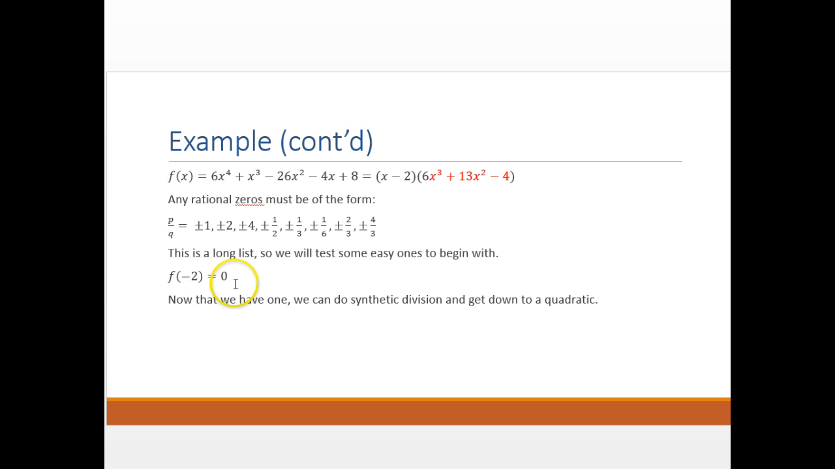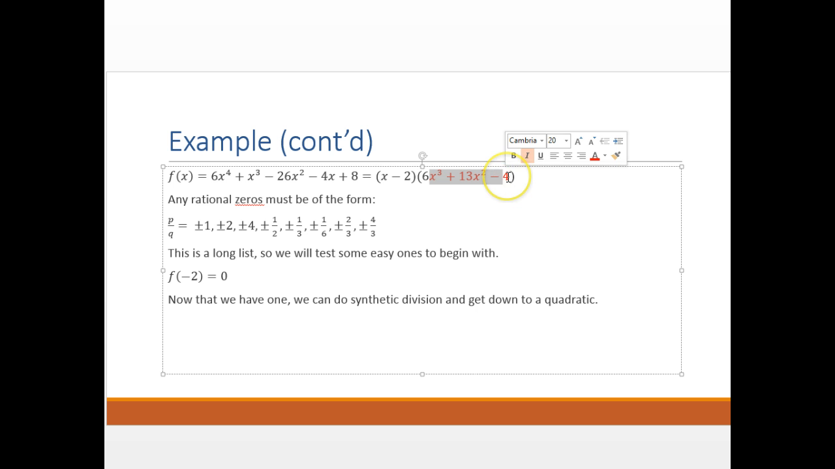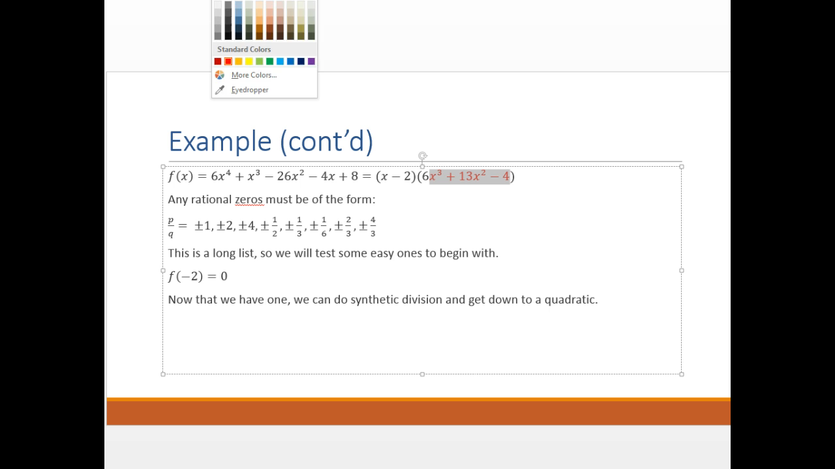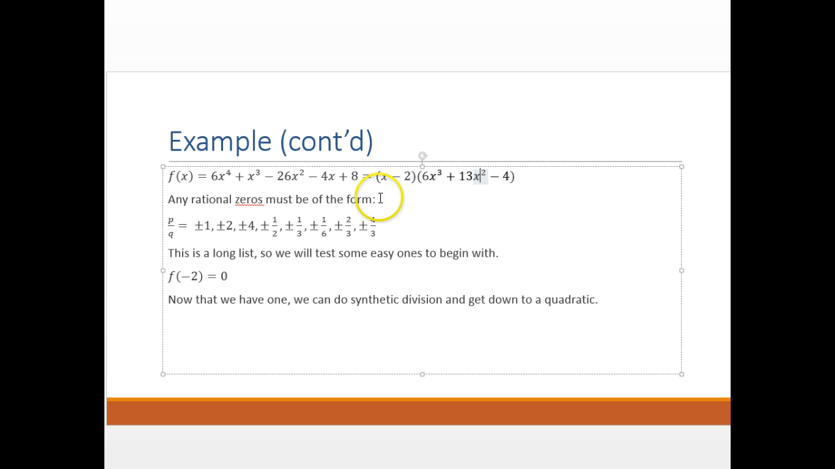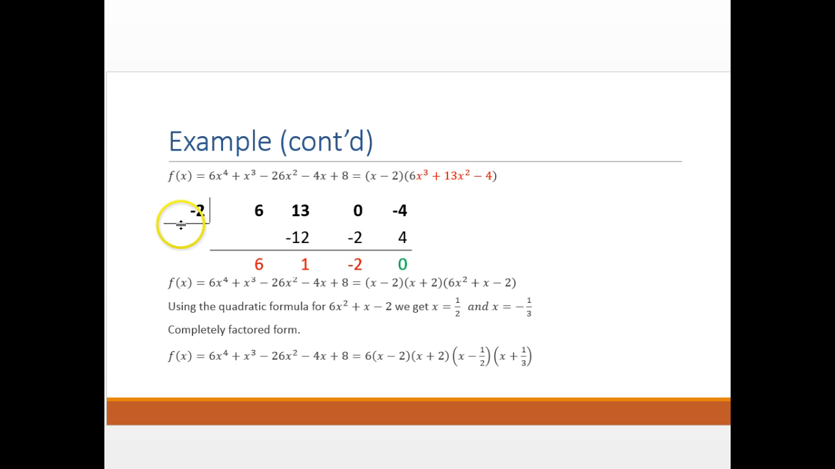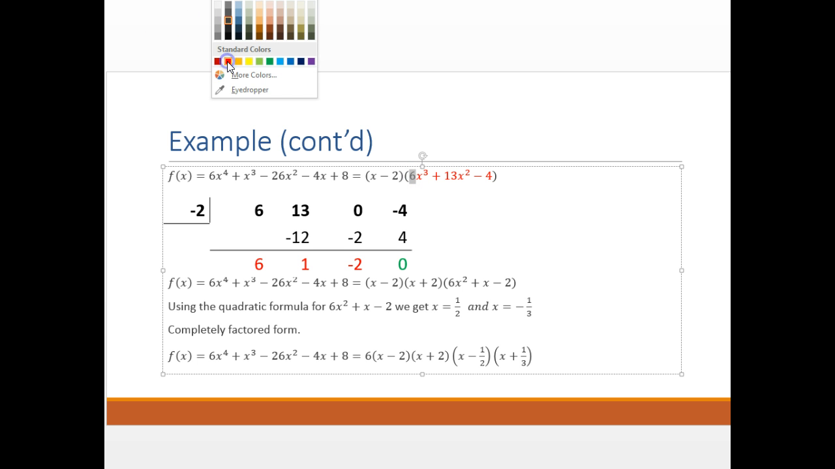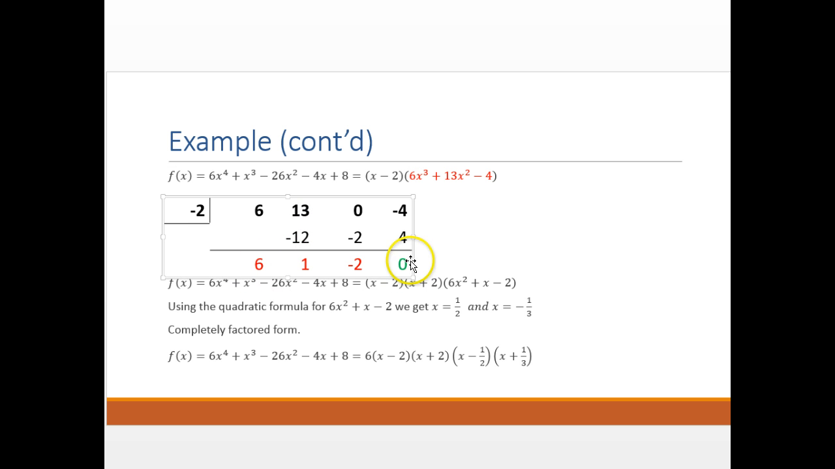When we come out with a negative 2, we actually find out that this does work. That negative 2 does make this function 0. And the interesting thing about when we want to plug in, we don't have to plug into this whole function. All we have to do is plug into this new factored part back here, because we know negative 2 will not make this piece here 0. So let's do synthetic division again. Negative 2 into this 6x cubed plus 13x squared minus 4. That's the part we're going to worry about. And again, this winds up with 0.